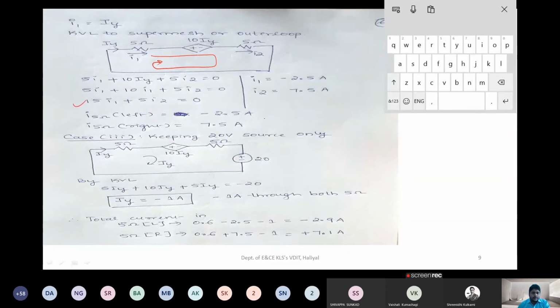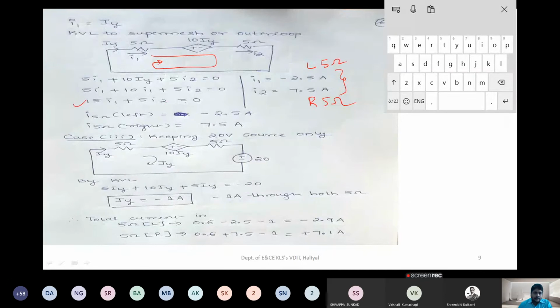If you solve the constraint equation and this equation together, you get the two currents: I1 as minus 2.5 and I2 as 7.5. This is the current flowing in the left side 5 ohm resistor, and this is the current flowing in the right side 5 ohm resistor.